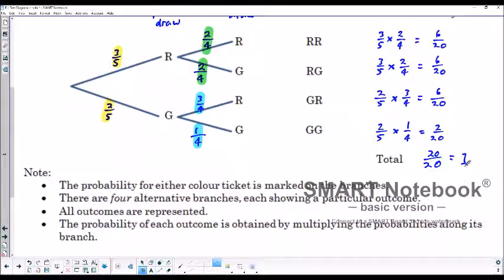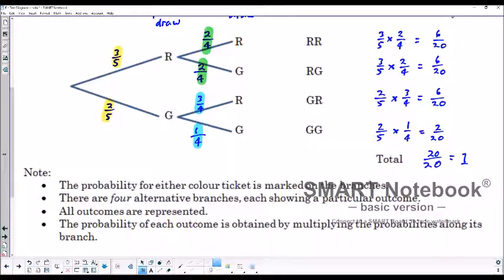So we are definitely going to get one of these possible combinations. That's why the sum of all those probabilities is 1, because we were definitely going to get either 2 red, a red and green, a green and a red, or a green and a green. Okay, and that's basically how we're going to be using the tree diagrams. We're just going to be multiplying the probabilities that are along each branch as we go.